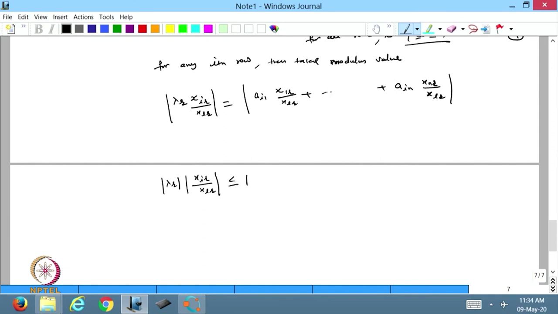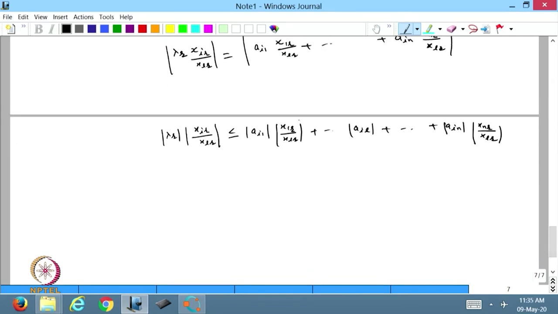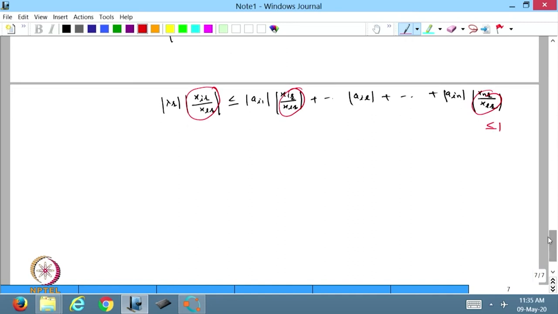A I 1 modulus X 1 r over X L r plus A I L, and then A I N modulus X N R over X L R. Now, I know that all these components are less than or equal to 1, because we have chosen this X L r as the maximum element. So all these values will be less than 1. So, from here I can write that my lambda r, and this is true for all I.